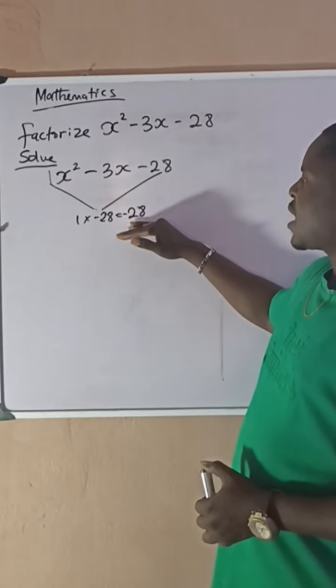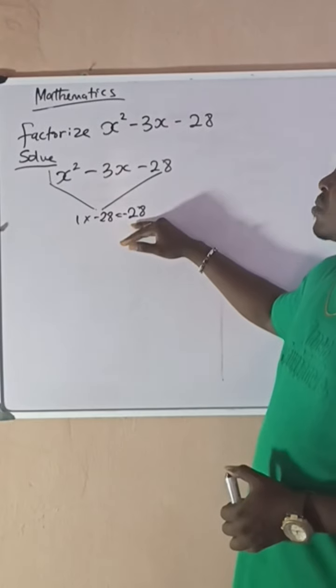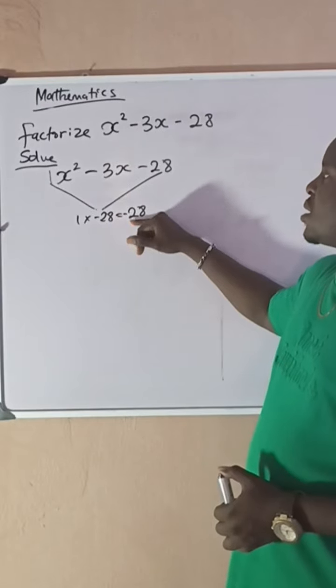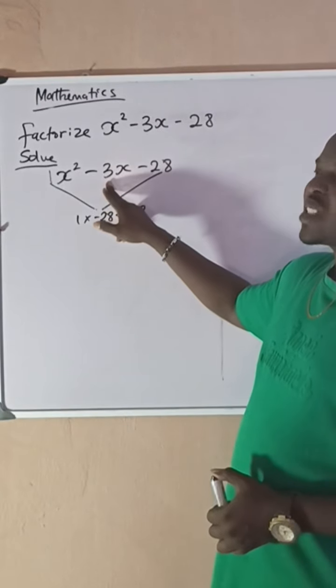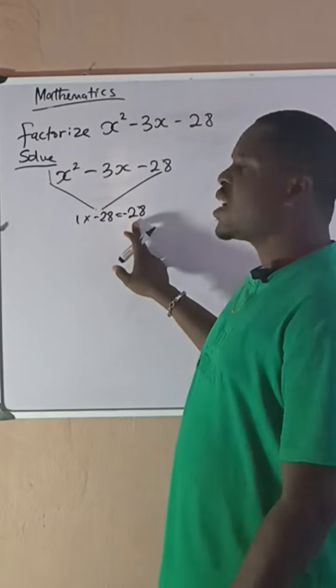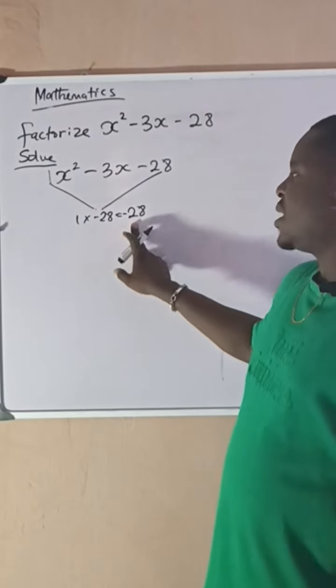Now, we are going to find the factors of 28 that will multiply to give us minus 28. When they add or subtract, they give us minus 3. Now, first, let's just find the factors of 28.